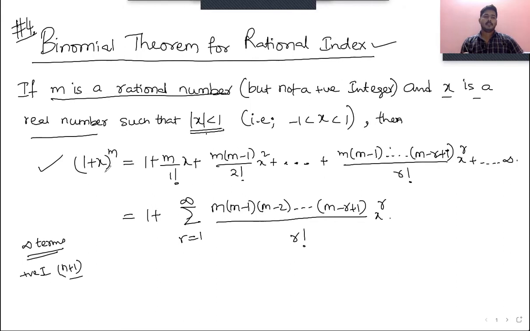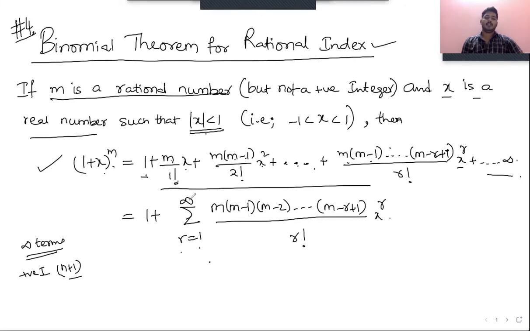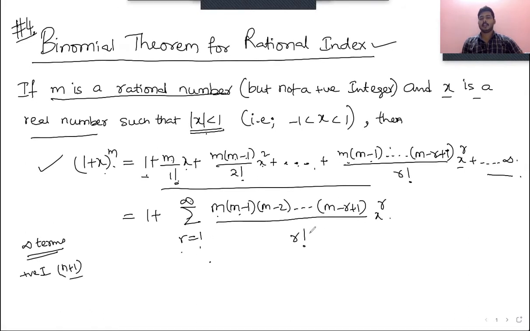So the expansion of 1 plus x whole power m will be 1 plus m by 1 factorial into x plus m into m minus 1 by 2 factorial into x square plus and so on, m into m minus 1 and so on, m minus r plus 1 by r factorial into x power r. This will continue up to infinity. So leaving the 1 aside, all these other terms can be written as a sigma, right? Sigma of r equal to 1 to infinity, m into m minus 1 into m minus 2 and so on, m minus r plus 1 by r factorial into x power r. So this goes like this.